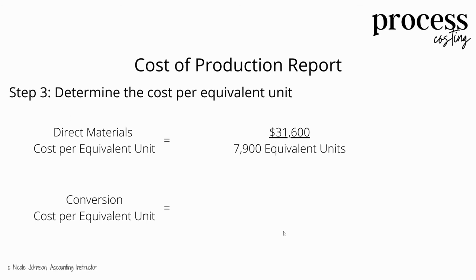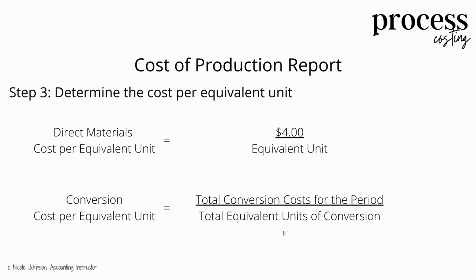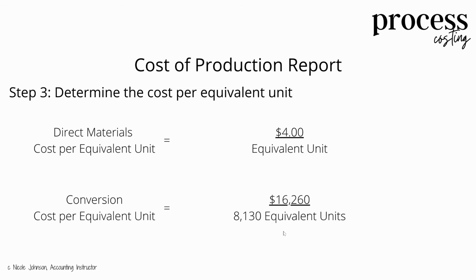It was $31,600, and we're dividing that by 7,900 equivalent units. This comes out to $4 per equivalent unit. For conversion, we have total conversion costs for the period divided by our total equivalent units of conversion. So $16,260 divided by 8,130 equivalent units. This comes out to $2 per equivalent unit.